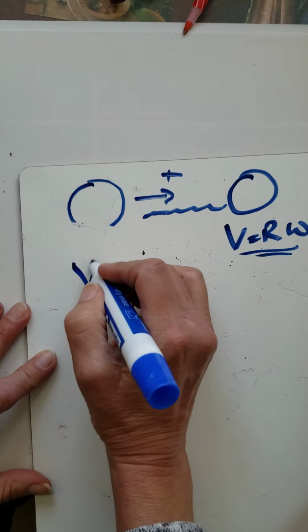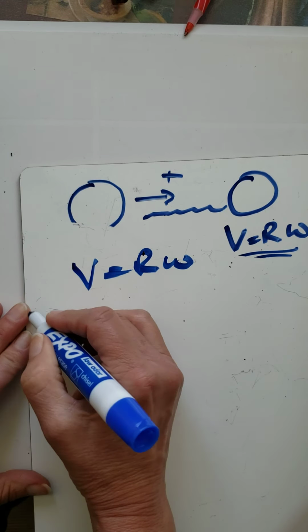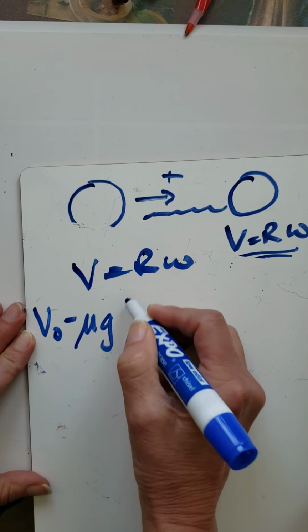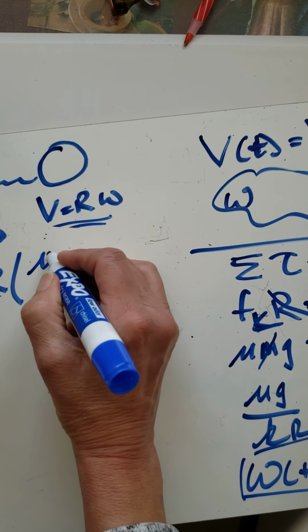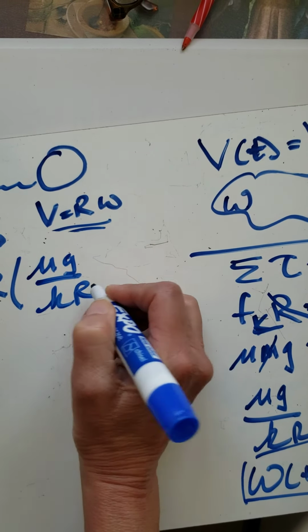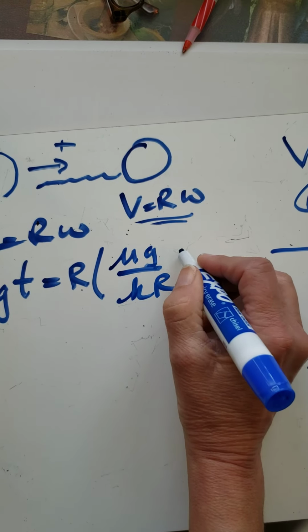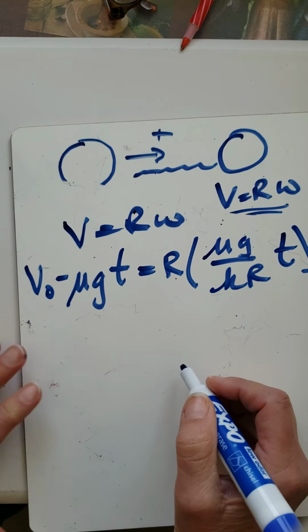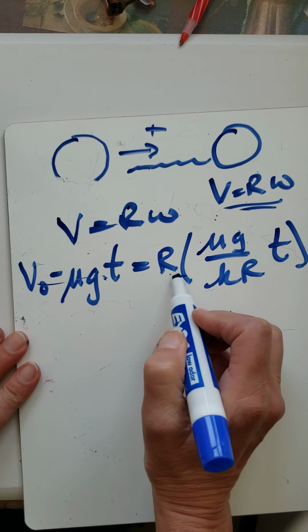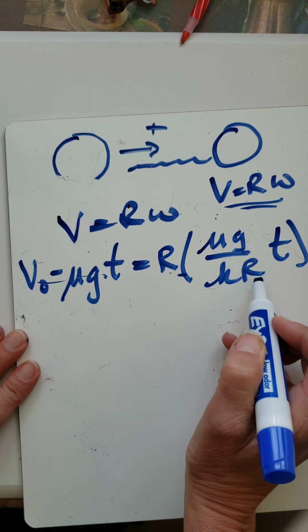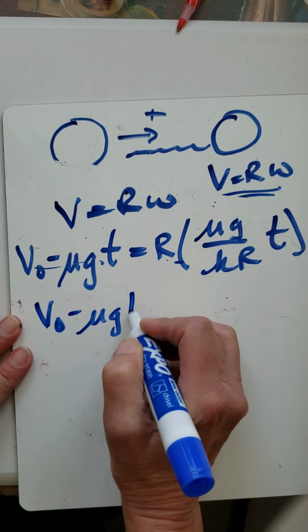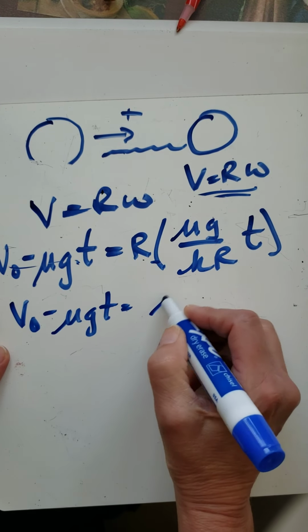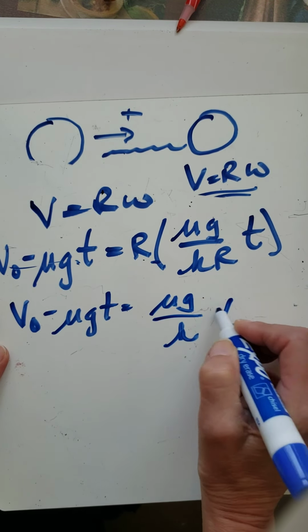So I want to say v equals r omega. So I'm going to have v naught minus mu g times t is equal to r times my angular velocity equation that I just solved for over there, which is mu times g, k over r times t. Just like that. So this is my velocity, there's my radius, and there's my expression for angular velocity. Now we're going to do some cancellations here. v naught minus mu g times t. Multiply the r through, and I get mu g k times t.